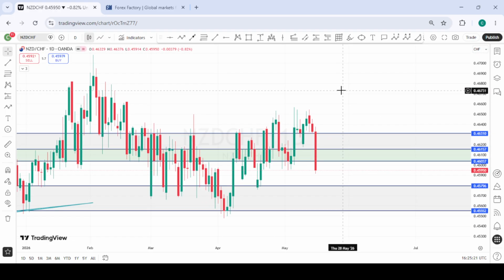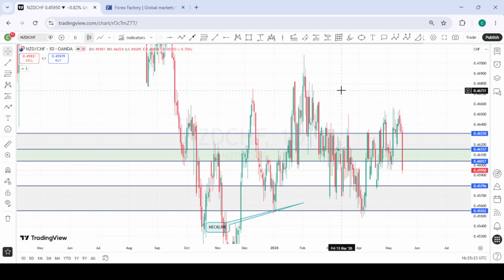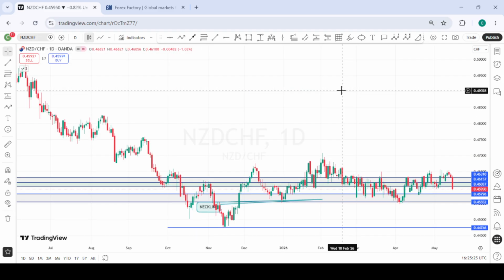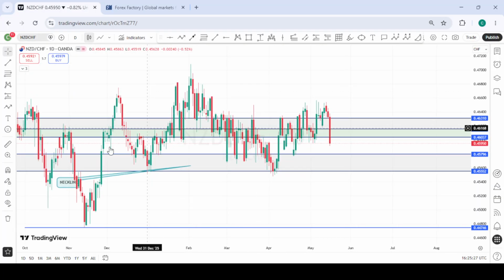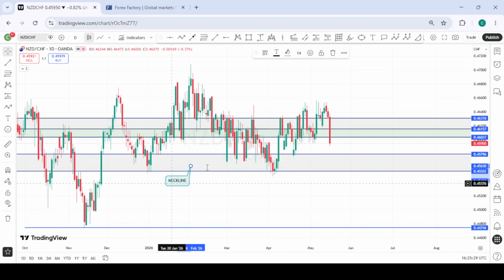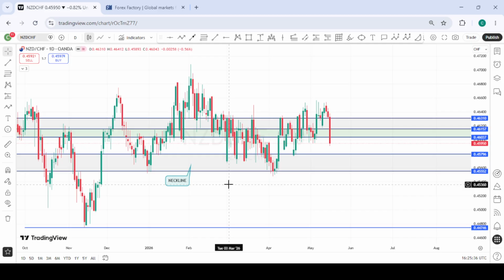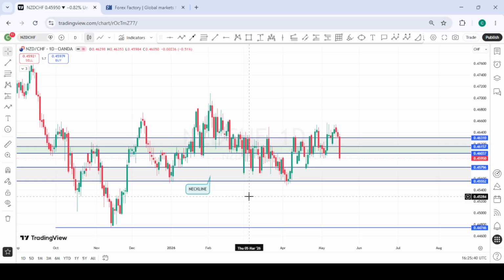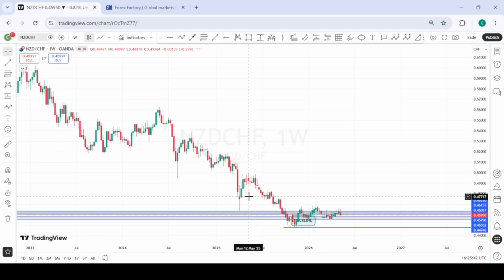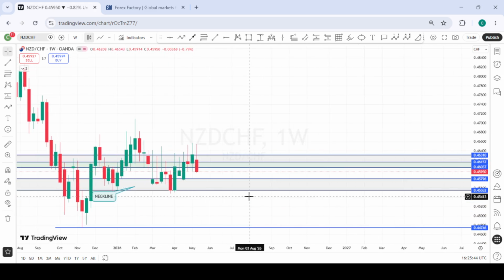This is NZDCHF. We had this setup a month ago, and I think we took a loss. We identified this head and shoulder pattern, and then we took a loss around here because we entered way too early on the right shoulder. And if you switch to the weekly time frame, that's when you see the head and shoulder properly.